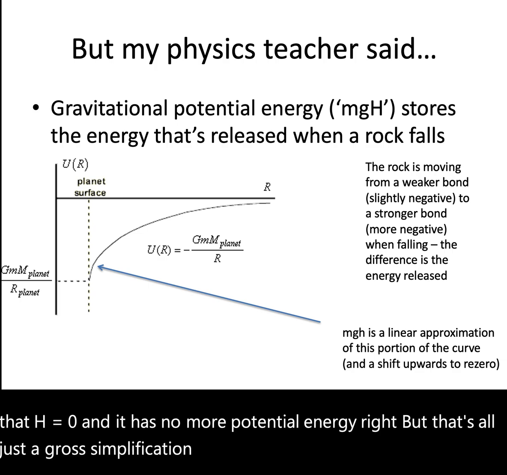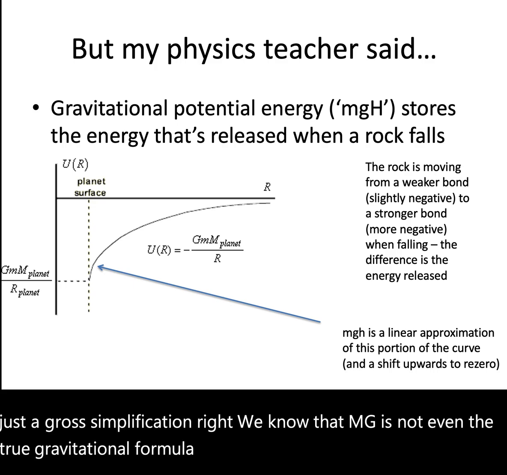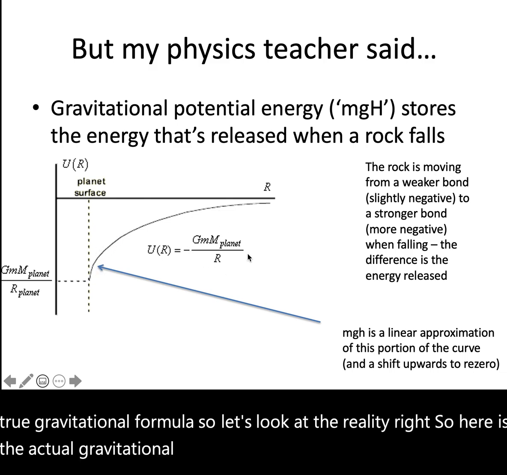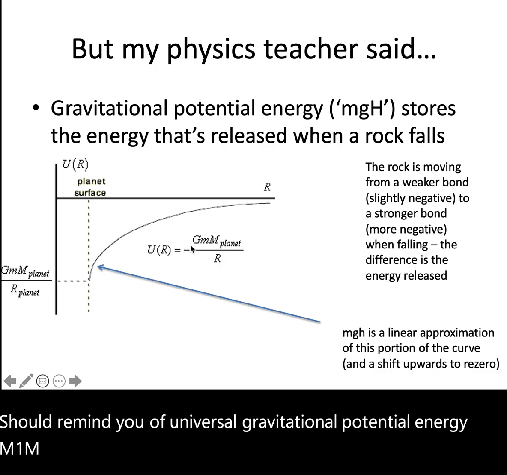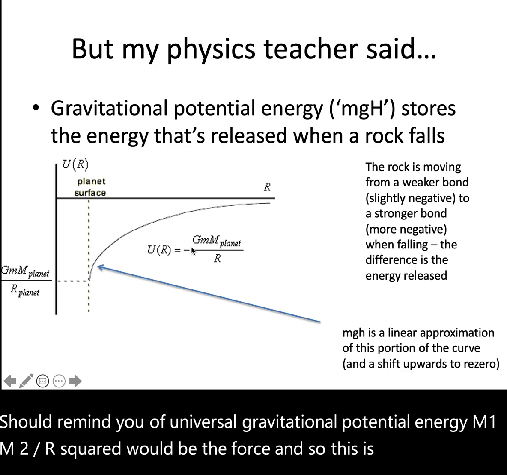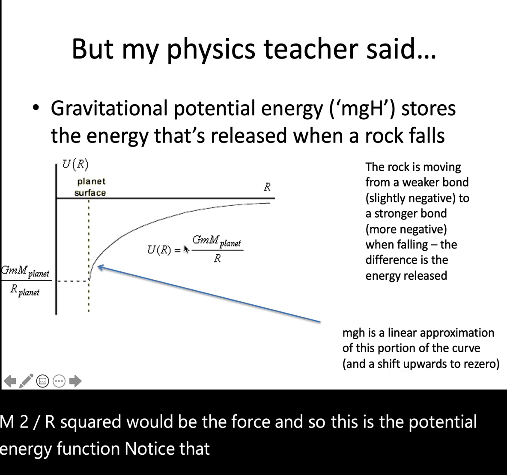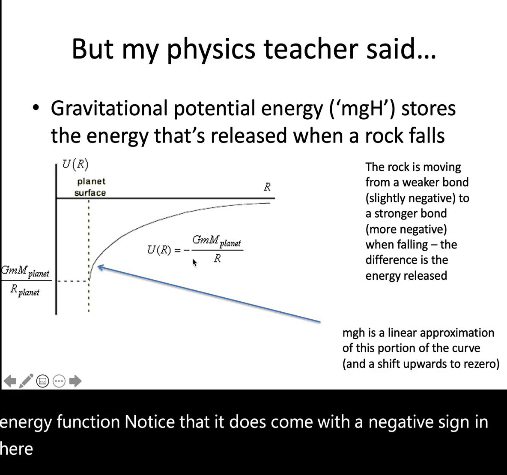We know that mg is not even the true gravitational formula. So let's look at the reality, right? So here is the actual gravitational potential energy that you can see should remind you of universal gravitational potential energy. G m1 m2 over r squared would be the force, and so this is the potential energy function. Notice that it does come with a negative sign in here. It formally is negative. And so this actually follows what I was talking about on the previous chart, right?